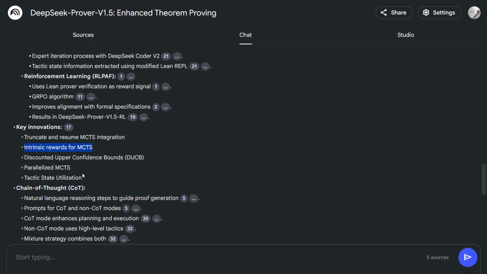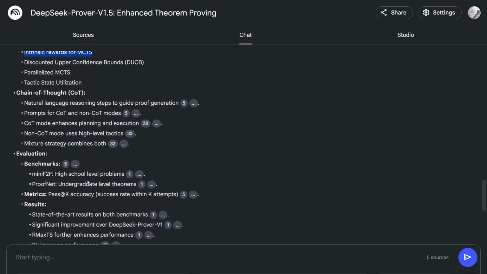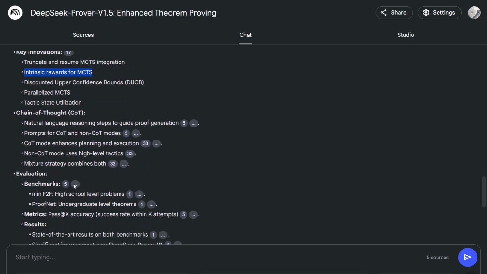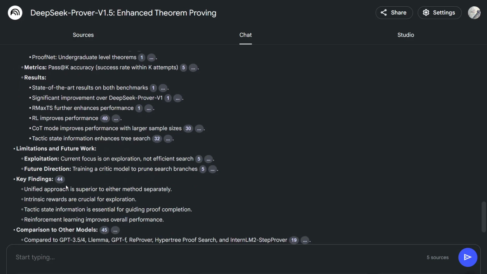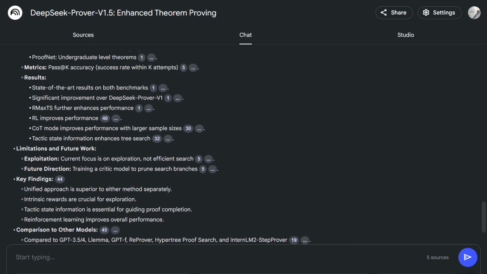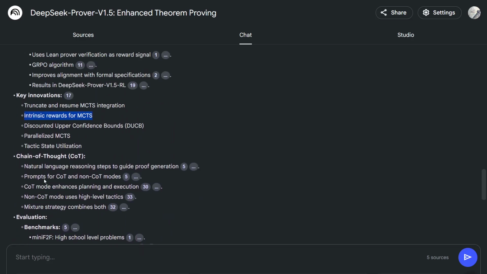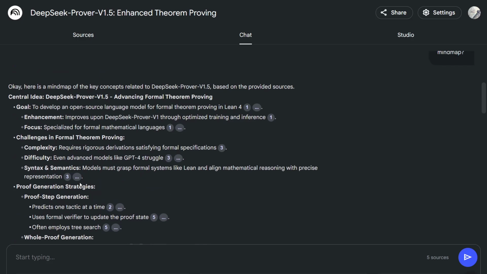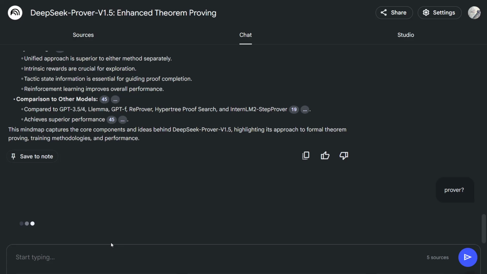Okay, so let's unpack those two strategies. What's the difference and which one does DeepSeek-Prover-V 1.5 use? Imagine you're building a house of cards. Proof step generation is like placing each card one at a time, meticulously checking for stability after every step. Whole proof generation is like constructing the entire house of cards in one go. So proof step is slow and steady. Whole proof is risky but faster. Does DeepSeek-Prover-V 1.5 pick one?